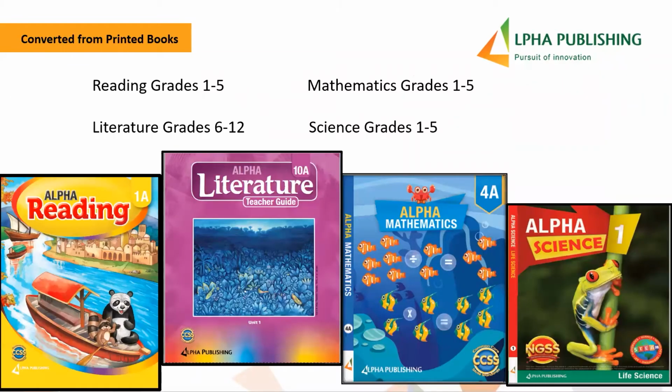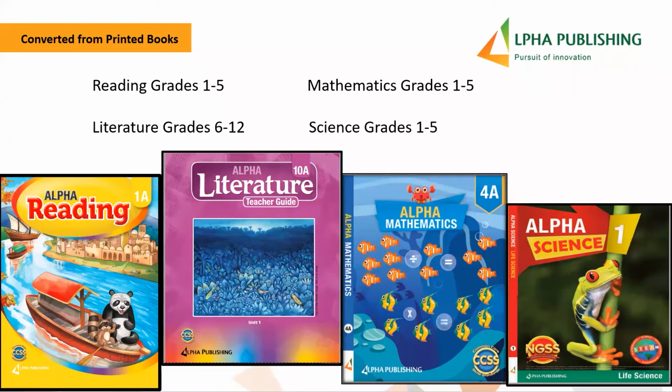For elementary, what we've done in order to get items to you for assessments is we have converted lots of different item types from our print books for you to use either for assessment or activities or practice for your students. So our reading 1 through 5 program and our literature 6 through 12 program, we have print assessments that are Word documents that are on eAlpha. We have converted all of those to our Alpha assessment platform.